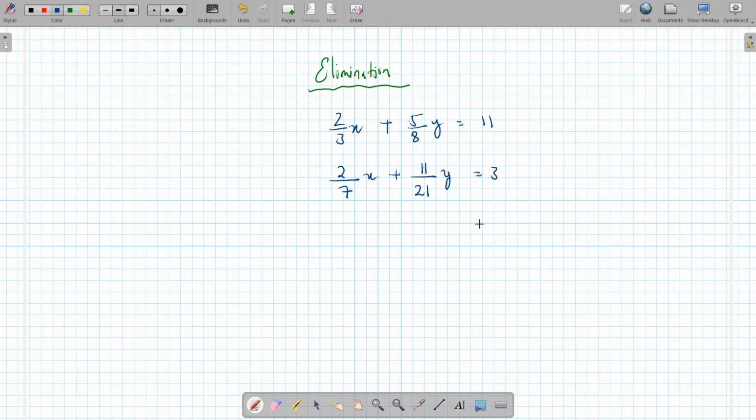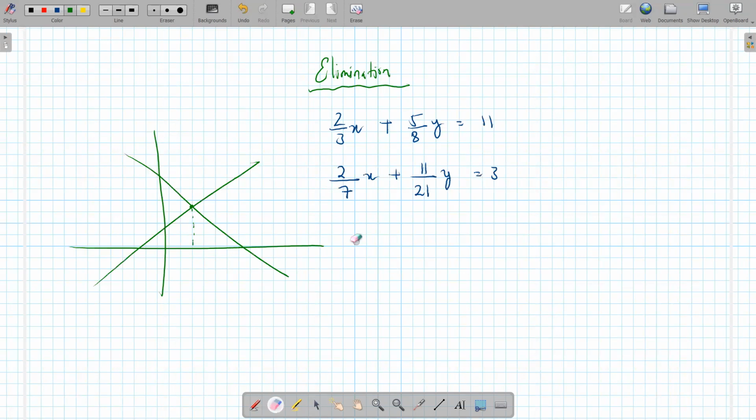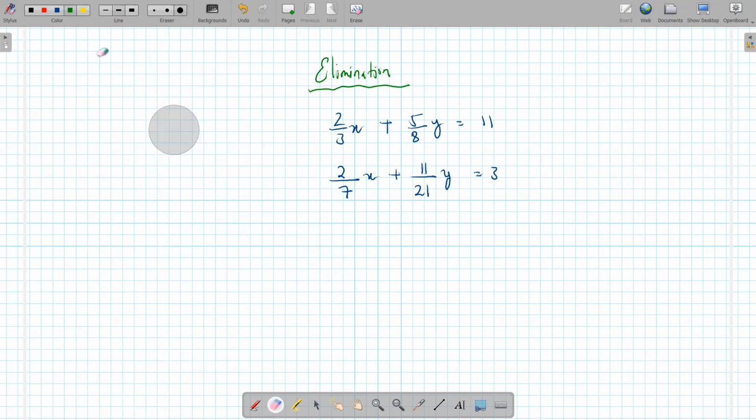Don't even bother graphing this, by the way. This question is probably the worst type you can graph. You could graph them, but it's going to be very, very difficult to find exactly where that POI is. Whenever you solve a system of linear equations, you're always going to find the POI, the point of intersection. So you're not going to graph this. You could try substitution, but even that is a little bit tricky because you're dealing with a lot of fractions.